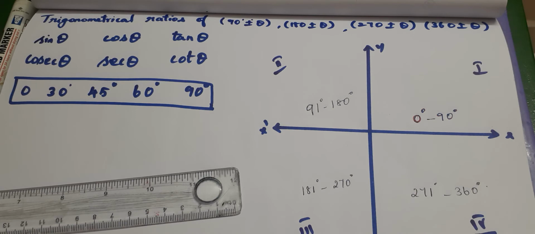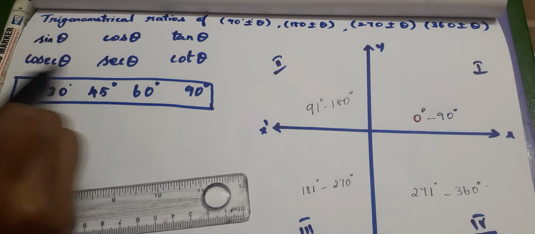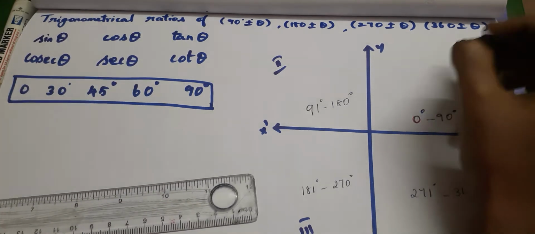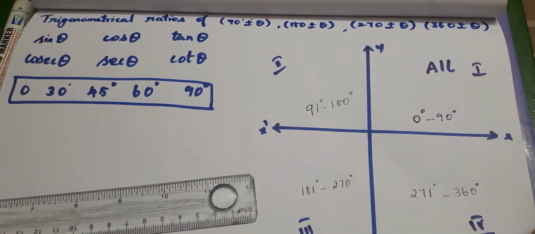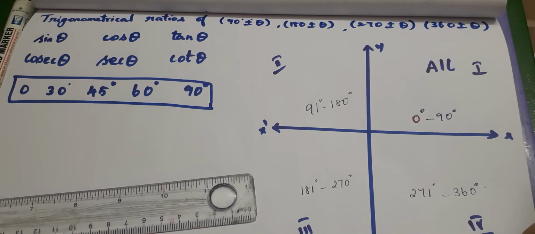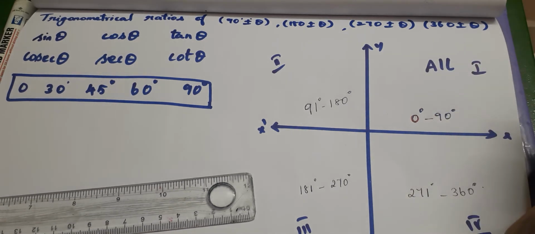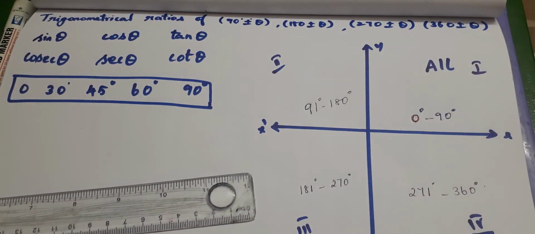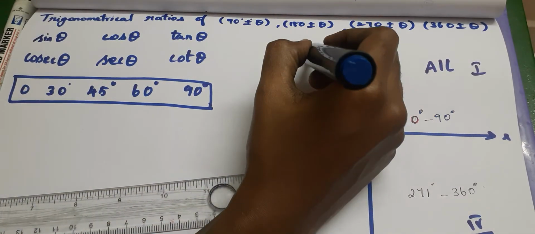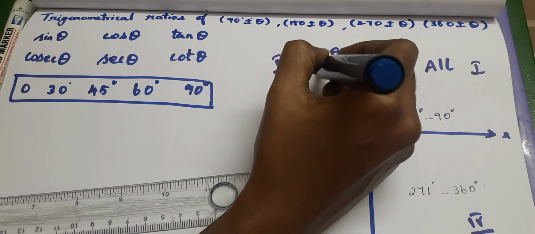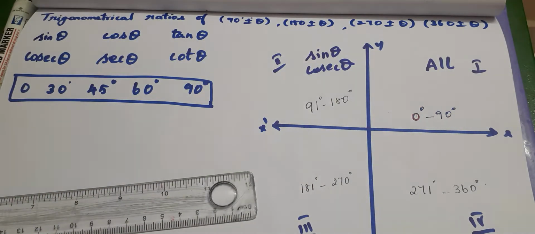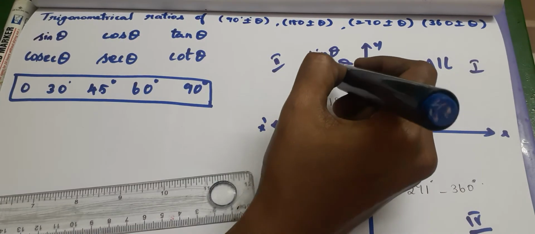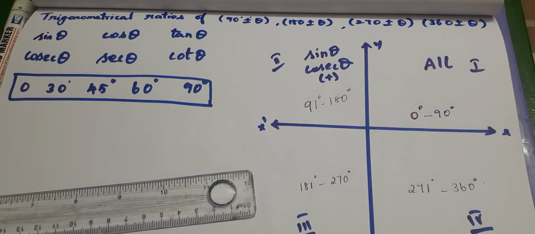Now how will the values be? In the first quadrant all these 6 ratios will be positive. In case I am taking sin 45 or cot 45, whatever it is, it is going to be positive. All the values are positive. But if I take the second quadrant, only sine and its inverse cosecant are positive. Remaining all the 4 ratios will be negative.